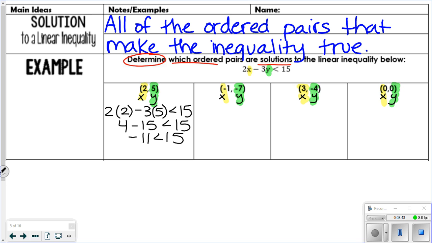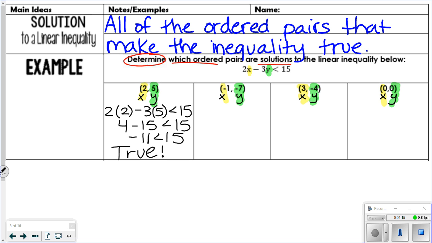Remember, our alligator mouth or our Pac-Man mouth wants to eat the bigger number. So is this a true statement or a false statement? This is true. So what that means is the ordered pair 2, 5 is a solution. It's an answer. It's in our shaded area.